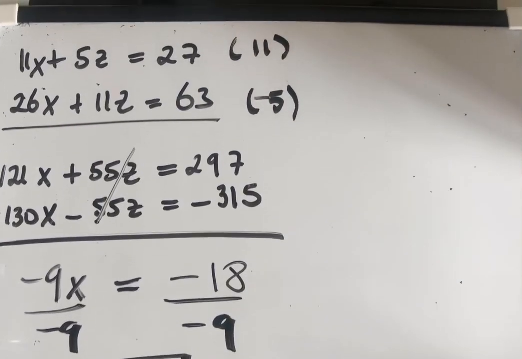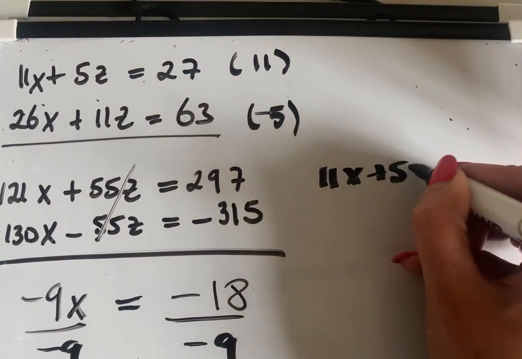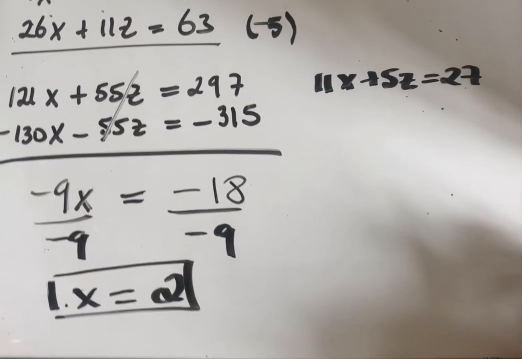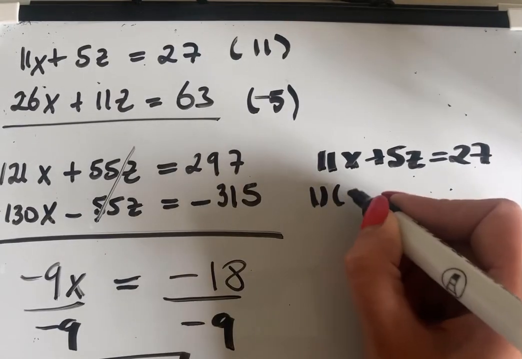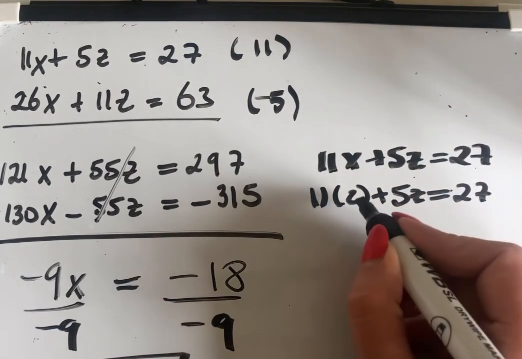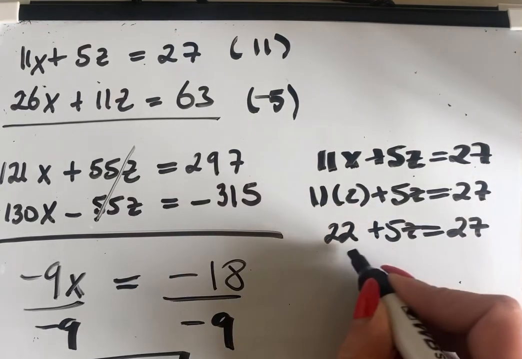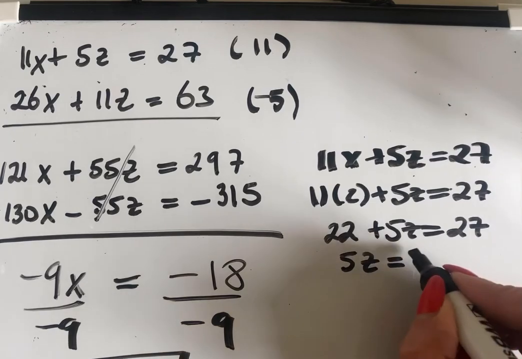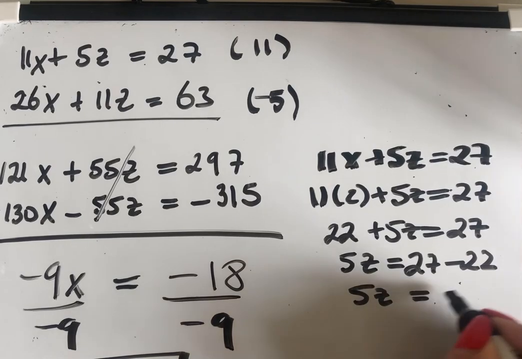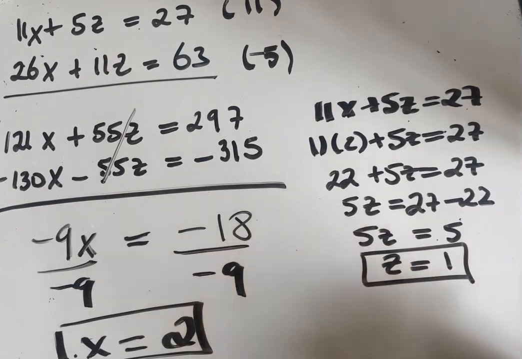So we're going to take one of our lines. Let's take the first line up here. So we have 11x plus 5z equals 27. We know our x is 2, so let's take out the x and put in a 2. So 11 by 2 is 22. Let's keep our 5z on the left and move our 22 across, and now it becomes a negative. So 5z is equal to 5. So z is equal to 1 if we divide across by 5.